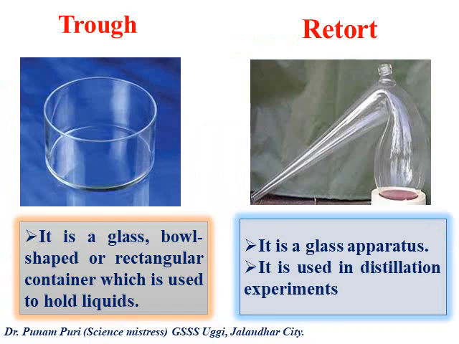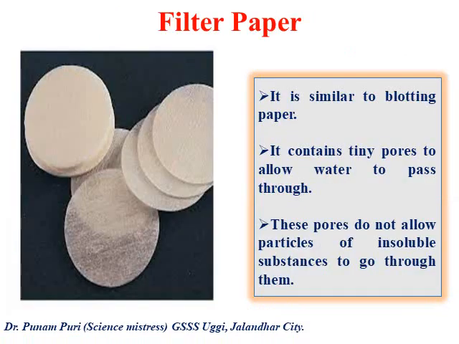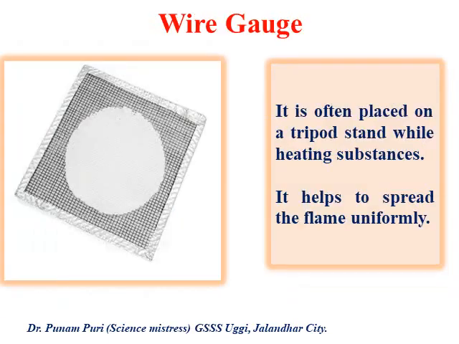Trough and retort. Trough is a glass, bowl-shaped or rectangular container which is used to hold liquids. Retort is a glass apparatus which is used in distillation experiments. Filter paper. It is similar to blotting paper. It contains tiny pores to allow water to pass through. These pores do not allow particles of insoluble substances to go through them.